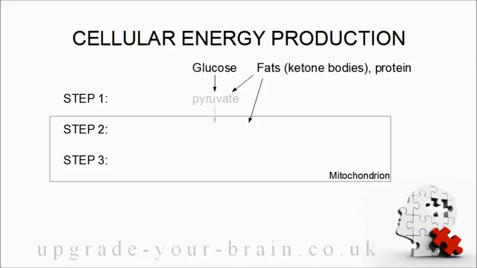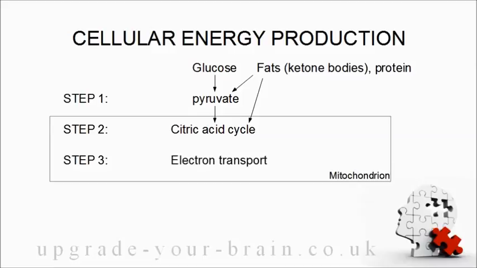So the first step is to convert these nutrient fuels into an intermediate called pyruvate. This step's called glycolysis and happens outside of the mitochondria. But then the pyruvate has got to be passed across the mitochondrial membrane. Step 2 is called the citric acid cycle, also known as the Krebs cycle. It's actually a complex chemical reaction in itself and requires quite a few cofactors to help it along, notably some of the B vitamins, but also magnesium.